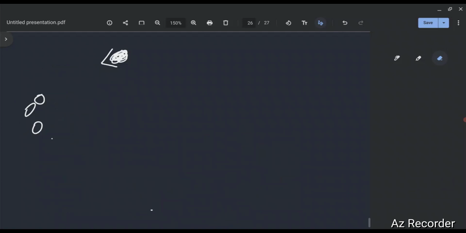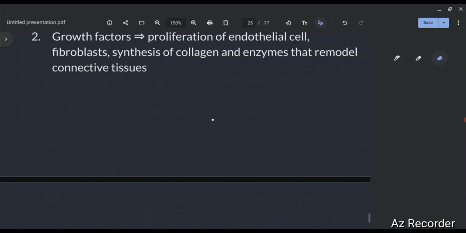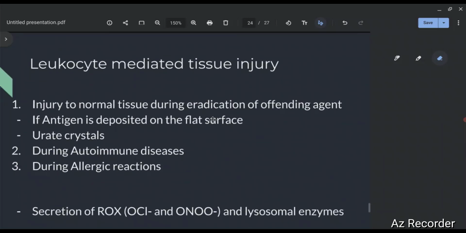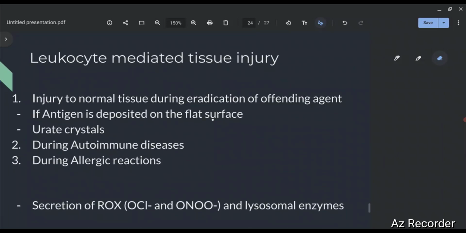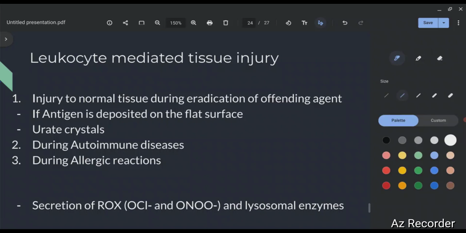Okay, so let's read the text together. Leukocyte mediated tissue injury. Injury to normal tissue during eradication of offending agent. I told you this already, that your leukocytes secrete some of their reactive oxygen species and lysosomal enzymes into the extracellular space. We have talked about this already.